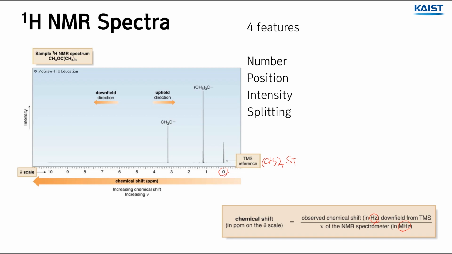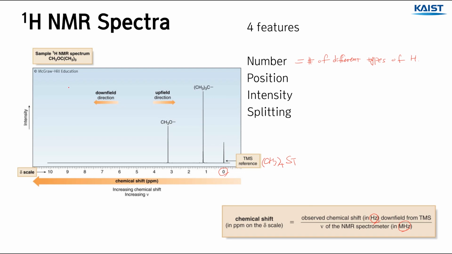When we find out the structure of organic molecules, we use four features shown in the spectra. There are number, position, intensity, and splitting of the peaks. The number of signals is the same as the number of different types of hydrogen in the molecule. Type indicates the surrounding environment of hydrogen.